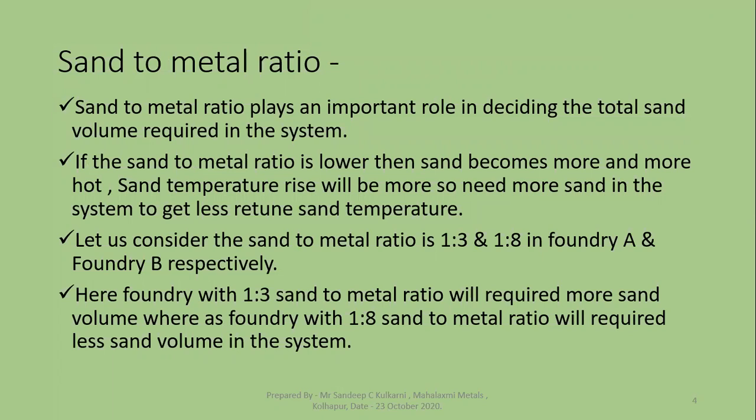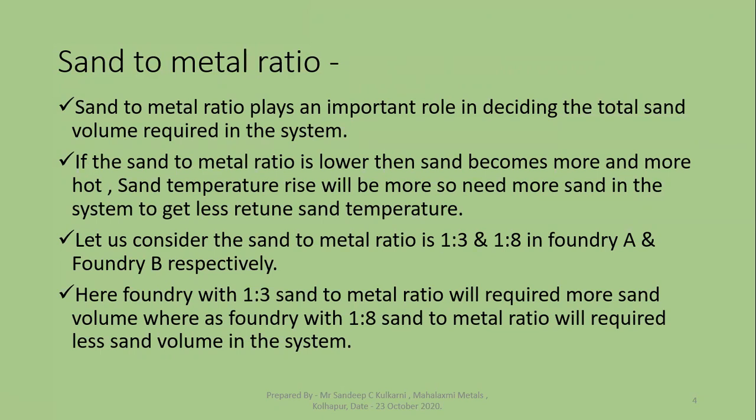So let us consider the sand to metal ratio as 1 to 3 and 1 to 8 in foundry A and B respectively. Here the foundry with 1 to 3 sand to metal ratio, that is foundry A, will require more sand volume because their sand to metal ratio is less, so their sand will become more and more hot, and to get cooler return sand, you need more volume of sand.